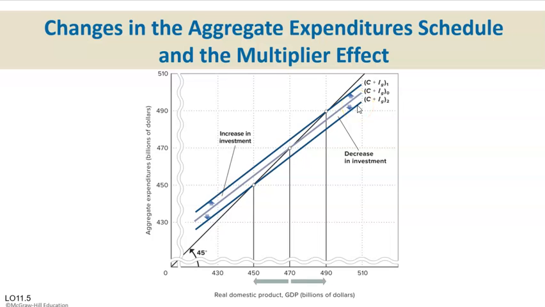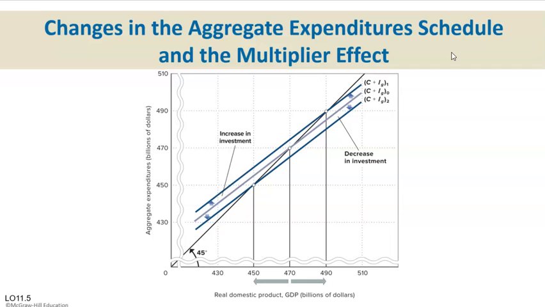Now let's talk about these two other lines that are on the graph. What they're showing here is that if something changes the investment level, so if investment increases, the whole aggregate expenditure line is going to be pushed upward. So we move from this line to the line that's a little higher when we increase investment. And then they also showed what a decrease in investment would look like. If investment is decreasing, then the entire aggregate expenditure line would move downward.